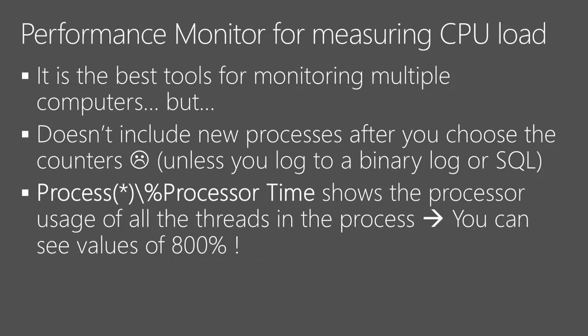Also, if you are looking at processor time, you have to remember that it shows a process's time including all threads of that process. So if the process has 8 threads, and every thread is taking 100% of your single logical processor, you can see values of 800%. And I've seen those, and it's really confusing. So it's not a really good tool for this.